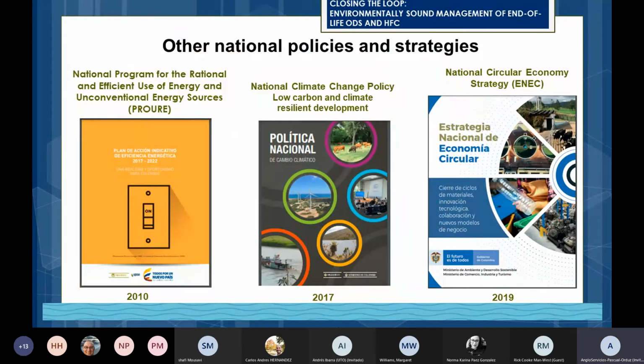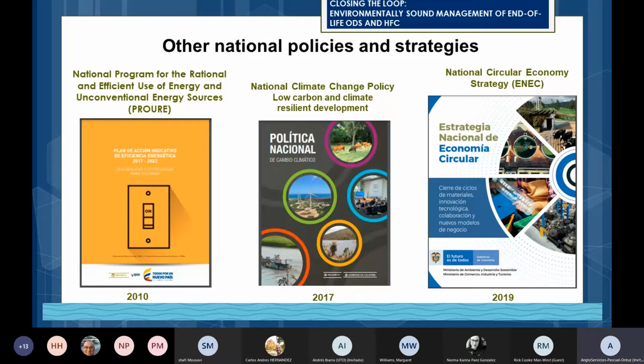Taking into account the progress we have achieved hand in hand with the productive sector and with the support of the United Nations Development Program, within the framework of these projects, also financed by the Montreal Protocol, we have taken into account other policies and national strategies that have allowed us to think that we are still in an initial stage as to how we should guide the environmentally sound management of HFCs and ODSs.